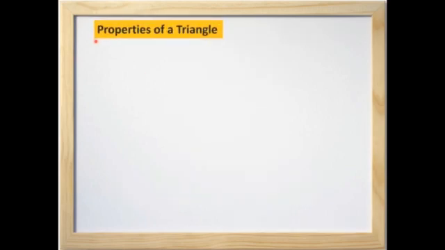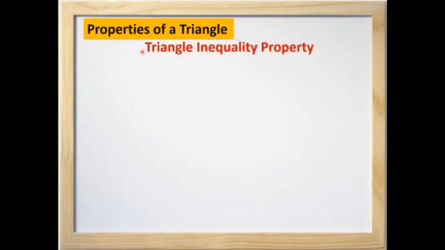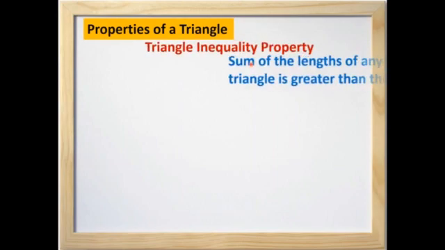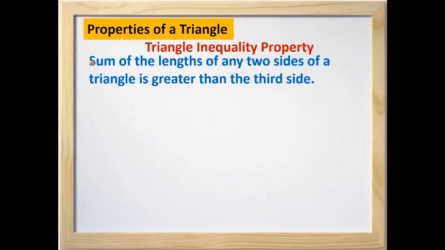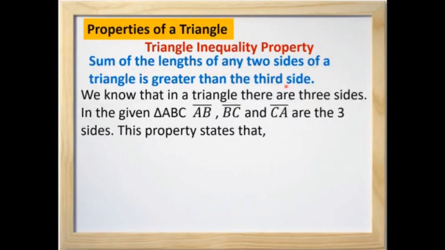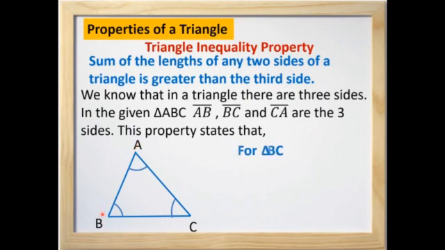Children, today we are going to study one more property of a triangle, that is the triangle inequality property. This property states that the sum of the lengths of any two sides of a triangle is greater than the third side. For the given triangle ABC, this property states that the sum of the lengths of side AB and BC should be greater than the length of side AC.